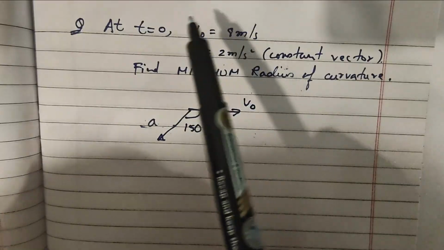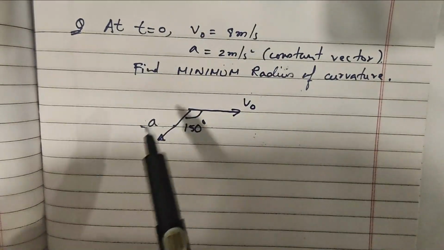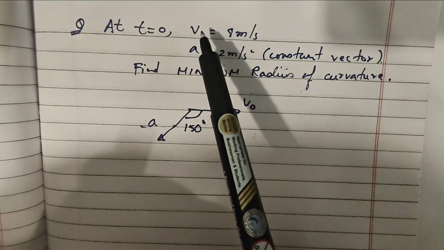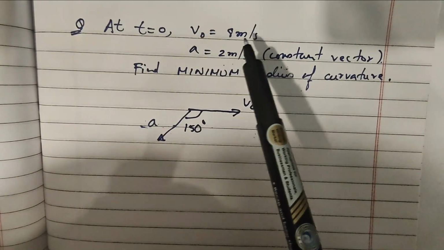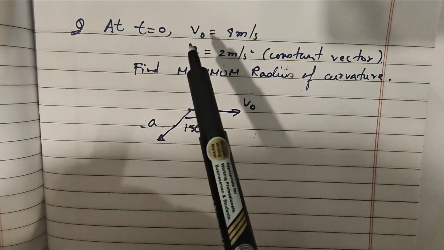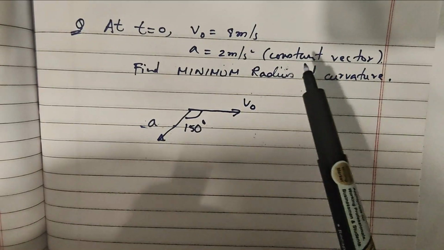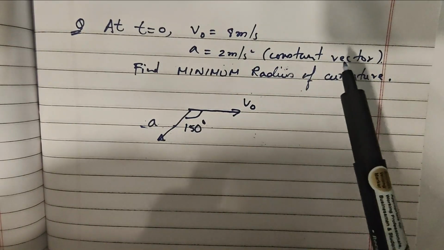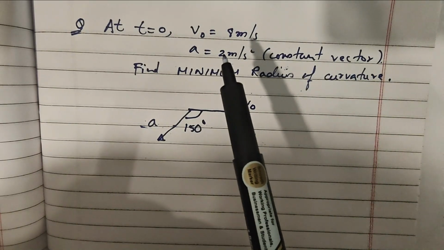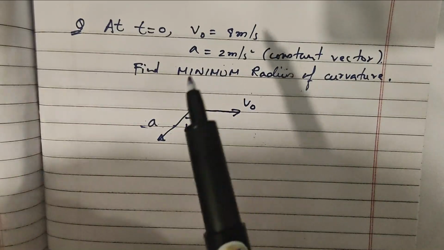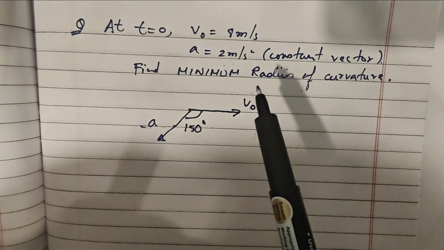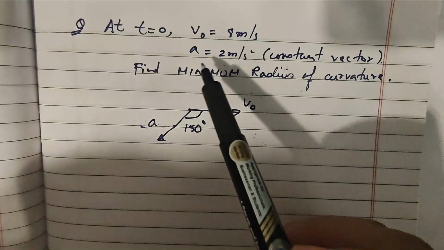Okay. So now let's try to solve the actual question. So at time 0, they have given the velocity of the particle is 8 meter per second. Acceleration is given as 2 meter per second squared, which is a constant vector. Constant vector here means magnitude and direction of acceleration remain constant. You have to find the minimum radius of curvature. Minimum they told. Okay, be careful.